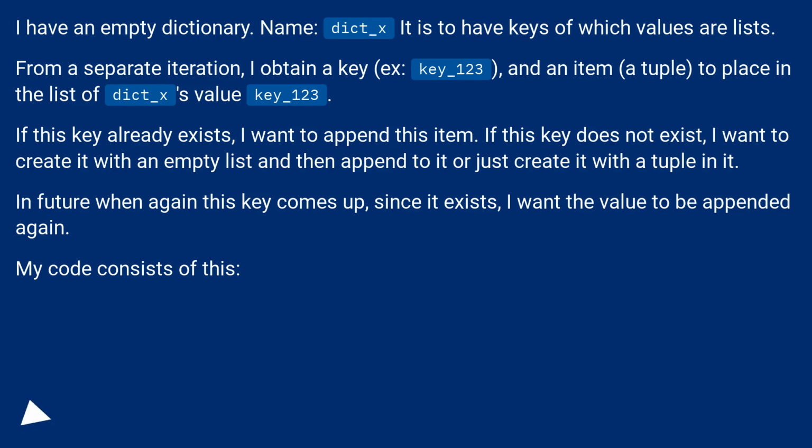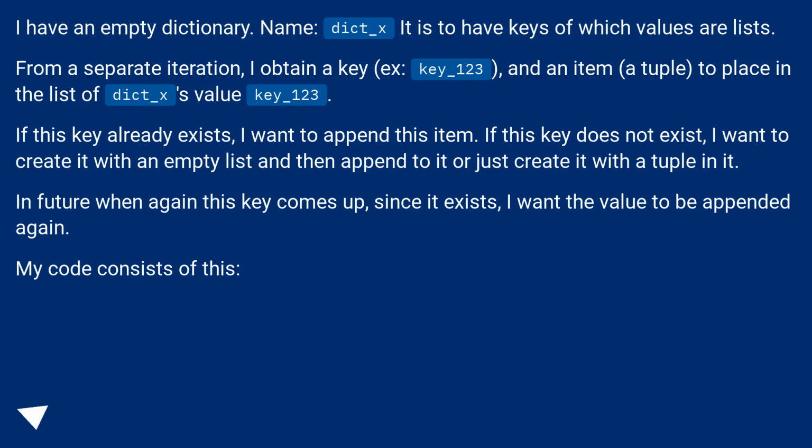From a separate iteration, I obtain a key, key_123, and an item, a tuple, to place in the list of dict_x's value for key_123. If this key already exists, I want to append this item. If this key does not exist, I want to create it with an empty list and then append to it, or just create it with a tuple in it. In future, when this key comes up again, since it exists, I want the value to be appended again.